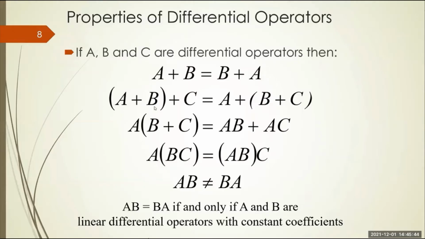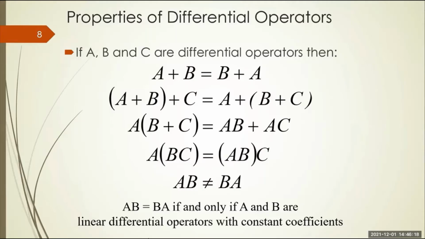So you can start with A and B first, and then add C, or B and C first, and then add A. And then you can also apply the third, which is the distributive, AB plus AC. And then also, the associative rule in multiplication, you can start with BC first before AB. It's okay. Or AB first before BC. It's okay. It's the same.